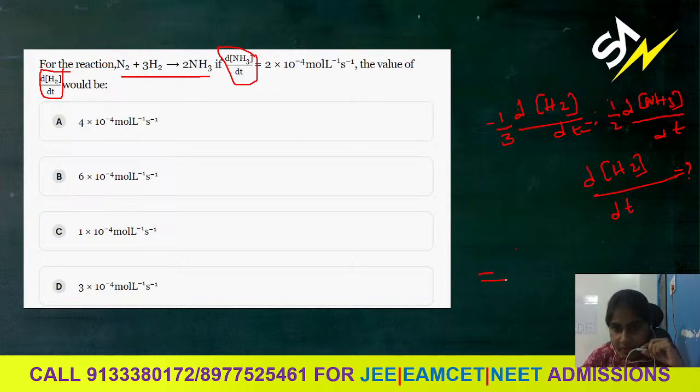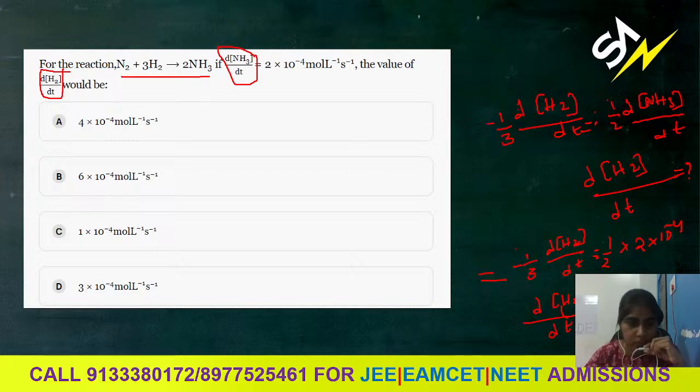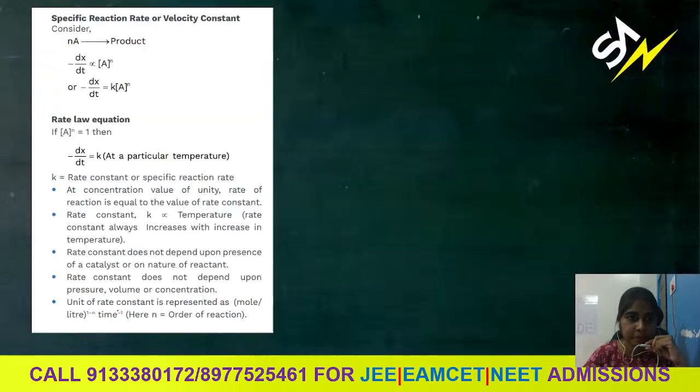Let's see here, minus 1 by 3 d[H2]/dt is equal to 1 by 2 into twice of 10 to the power of minus 4. So both will be cancelled. So what will be the value of d[H2]/dt? That is equal to 3 into 10 to the power of minus 4 mole inverse liter inverse. So the answer is option D.